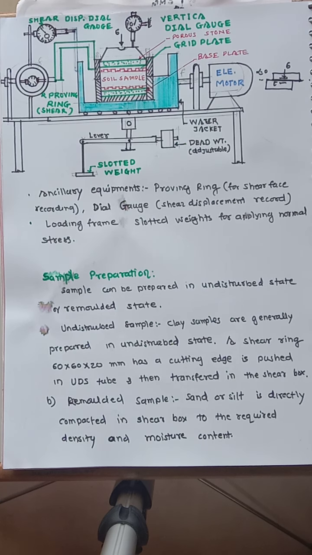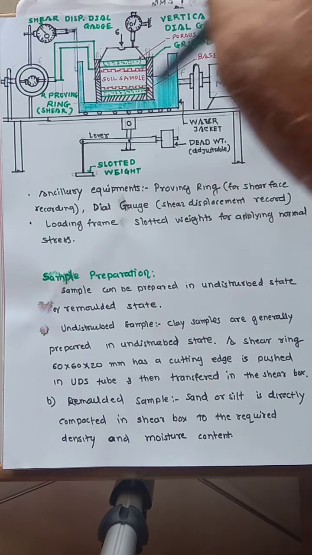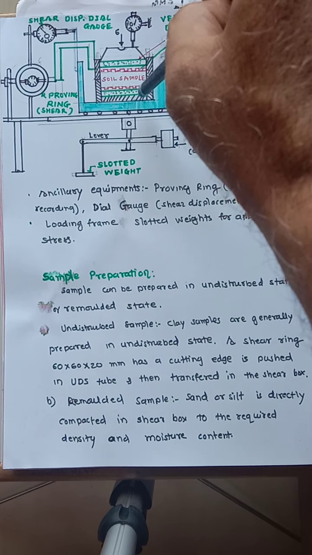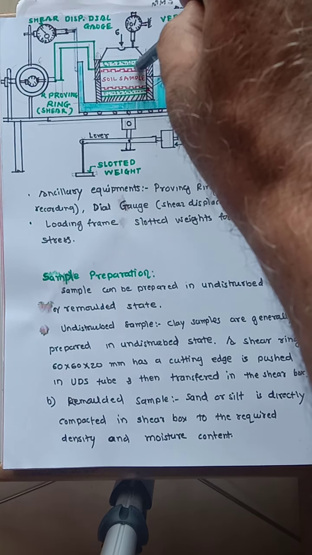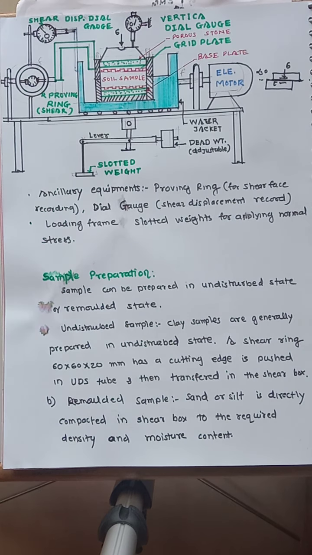These are effective stresses: 0.2 kg per cm square, 0.5 kg per cm square, 1 kg per cm square. These are the plates available, so they directly exert the normal stress. This is called a loading pad. In CU and CD conditions, porous stones and perforated grid plates are placed on either side.